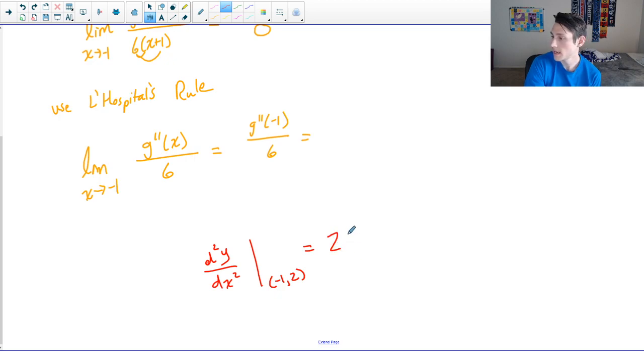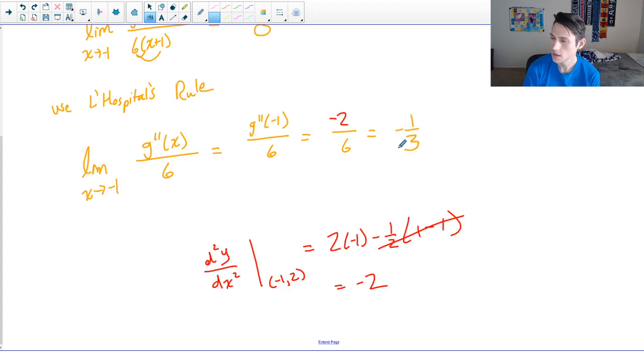So 2x, so 2 times -1 minus 1/2. X squared, so -1 squared is 1 minus 1/2 times 2, which is also 1. Okay, so that's all 0. So this just equals -2. So -2/6, -1/3.